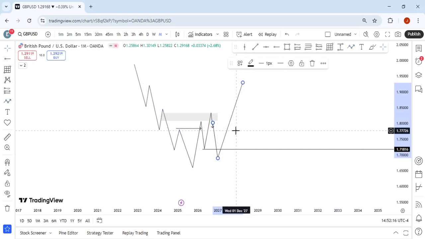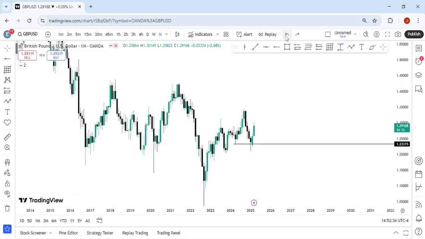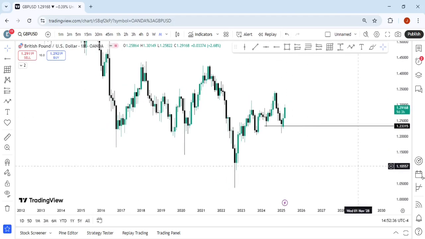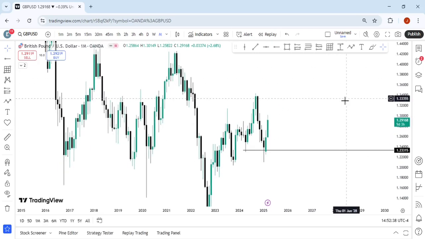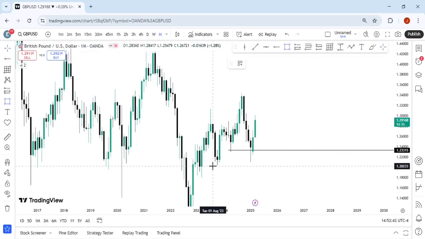So it's that simple. Now let's go back to our chart real quick. Okay. Let's just delete all this right here. Okay. So as you can see, price retested this other block right here.